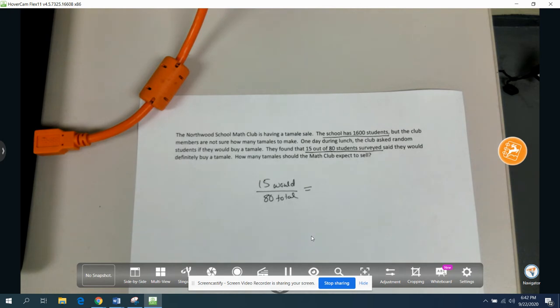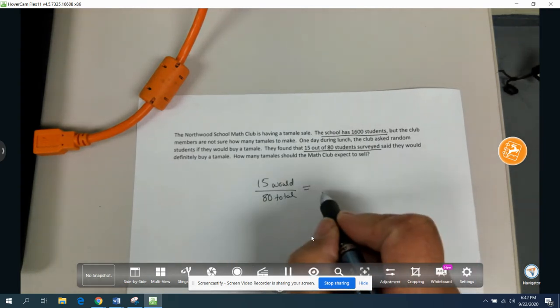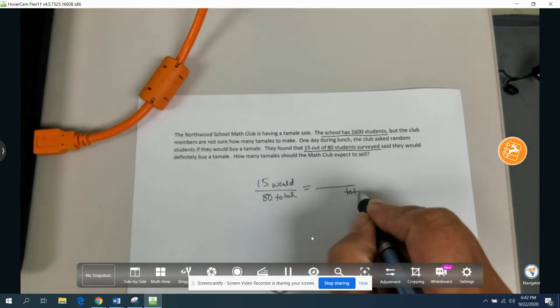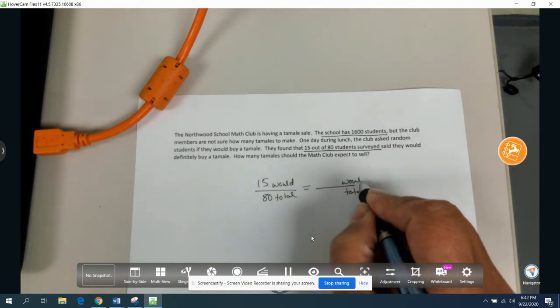So when I'm writing my proportion, and when I start with my ratio, I want to label them somehow so that I know when I get to the other side how to line them up. So if 15 would out of 80 total, that means I'm going to put my total here, and here would be my would. So now I'm going to go back.